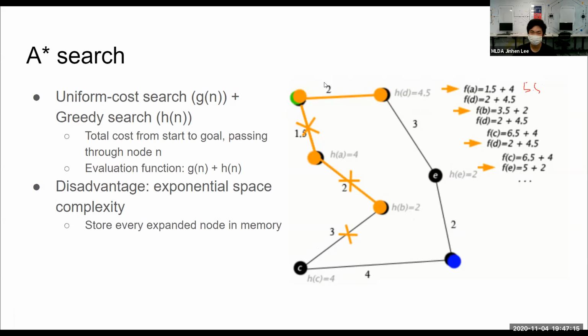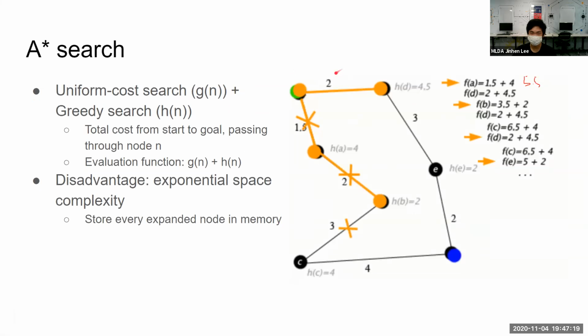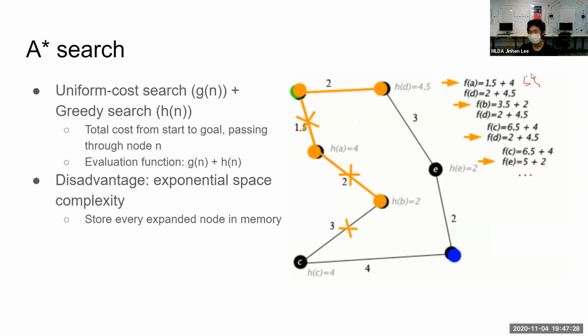And for this node D, your g(n) is 2 and your h(n) is 4.5. So this makes 6.5. So we choose the smallest, the cheapest one. f(A) is smaller, so we go to node A. Similarly, we have two options. The evaluation function of node B is smaller, 5.5 versus 6.5. So we go to node B instead.